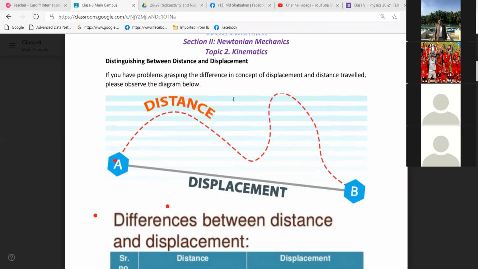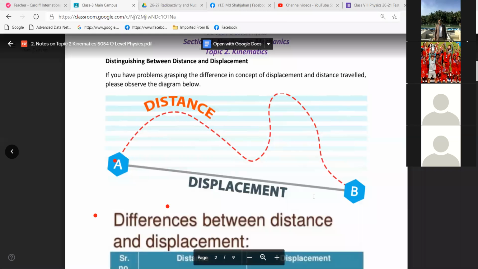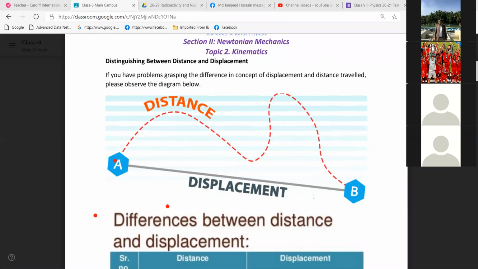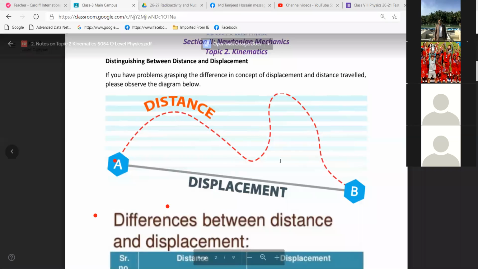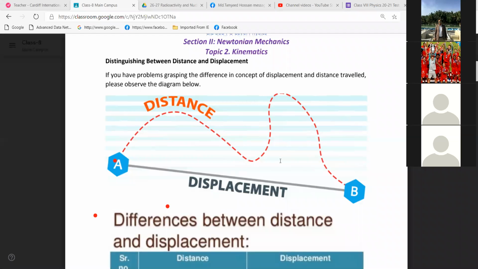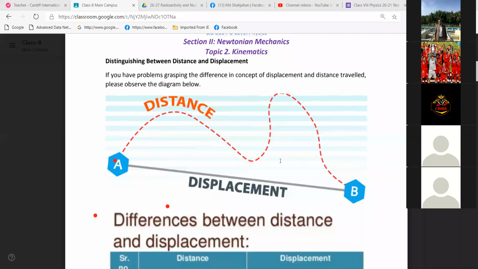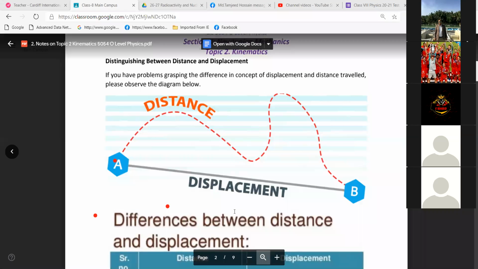So displacement has a particular direction, that's why it is a vector quantity. And distance does not have any particular direction, that's why it is a scalar quantity. Displacement is measured in meters. Distance is also measured in meters. Is it clear? Both are measured in meters. Now we are getting some differences between distance and displacement.